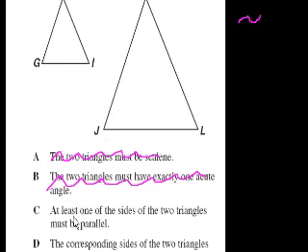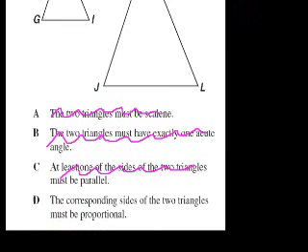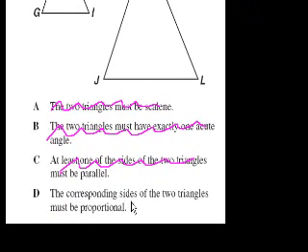Anyway, C. At least one of the sides of the two triangles must be parallel. Well, I don't care how they're oriented. You don't care about the orientation of the triangles. D. The corresponding sides of the two triangles must be proportional. Yeah, that's one of the ways that you know that something is similar, that the corresponding sides are proportional. So that is D. Do you know the definition of a similar triangle?